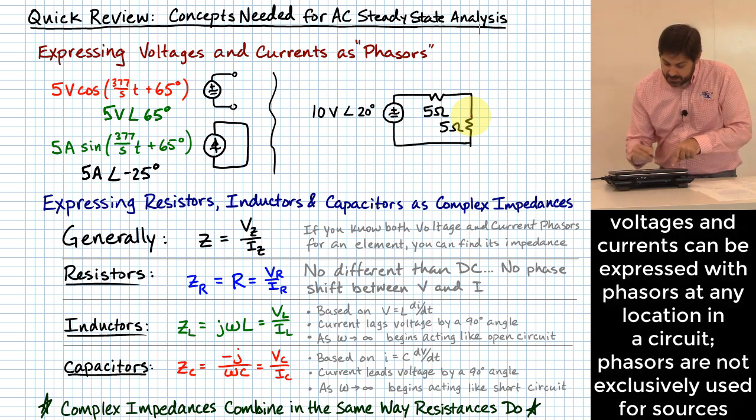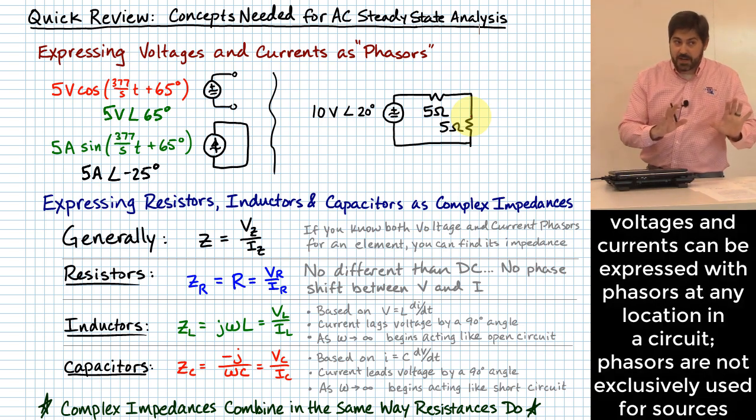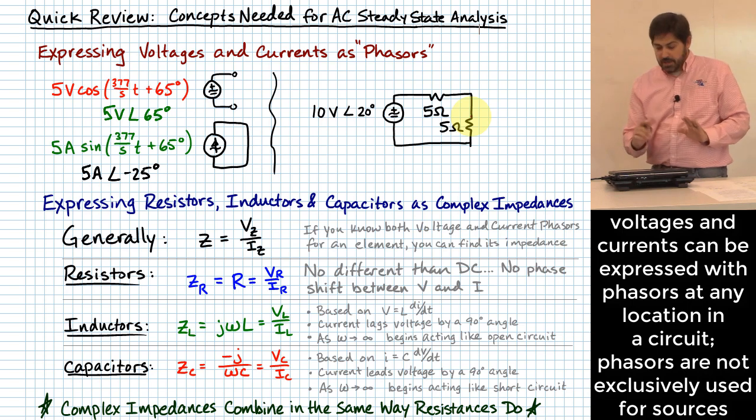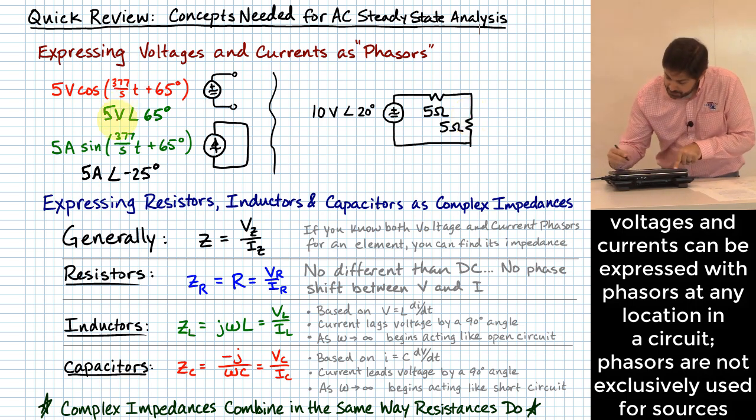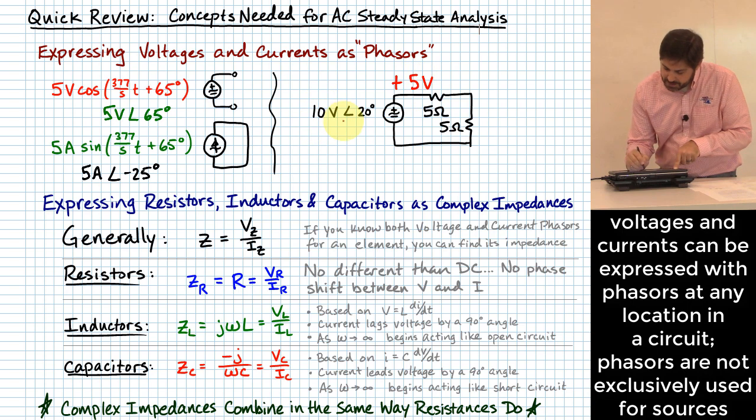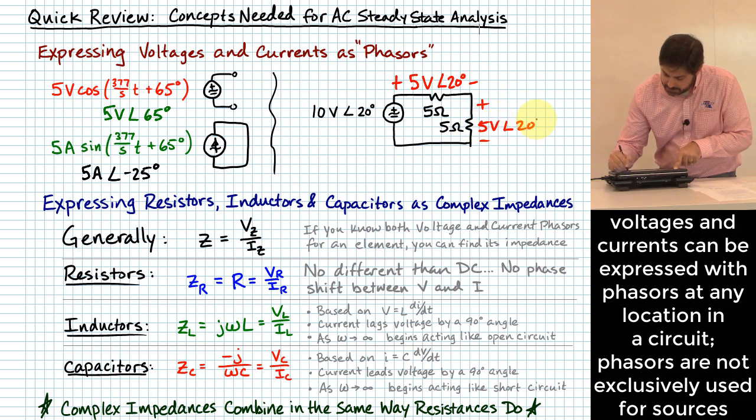When we express things as phasors, it's not limited to doing things with sources. We can also express voltages anywhere in a circuit with phasors. This is one of the ways that I figured I would show you this. If this is 10 volts angle 20 degrees, then the voltage across this resistor is probably going to be 5 volts angle of 20 degrees. Okay, and then what about across this one? Again, 5 volts at an angle of 20 degrees.